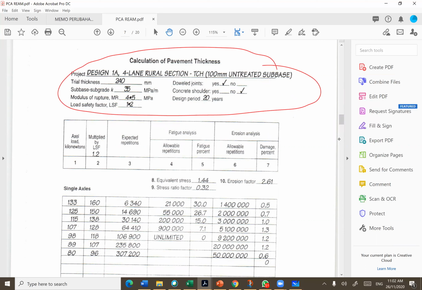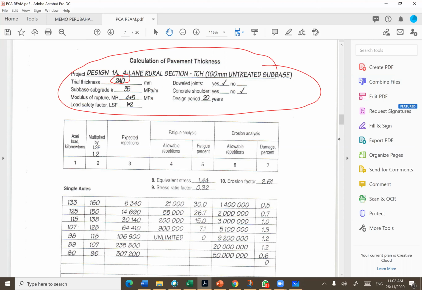At the top here, you just put in all your given information. It's a 4-lane rural section. The trial thickness: based on mechanistic-empirical design, you have to have a trial thickness. Try with one thickness, and then you check whether it can be used or not. In this example, they start with a trial thickness of 240, a 240 millimeter concrete slab. Does it comply? Can it be used for this road or not?